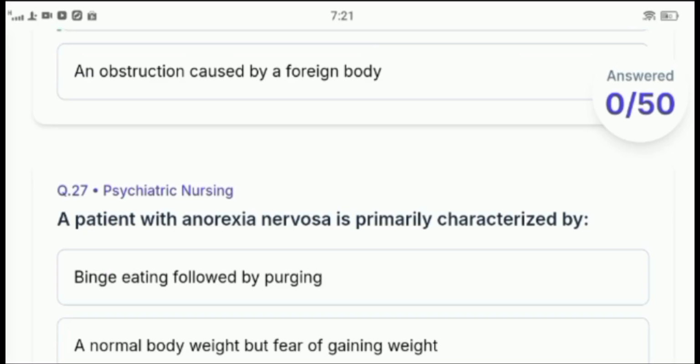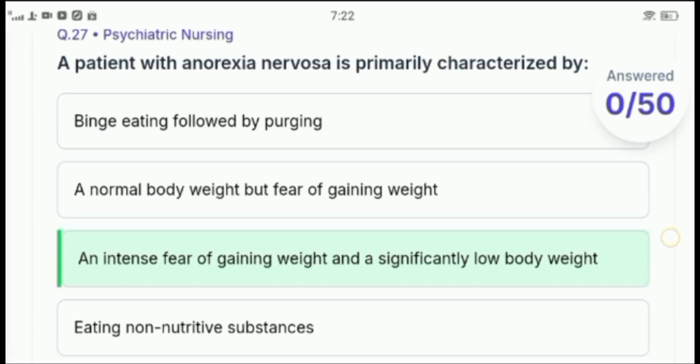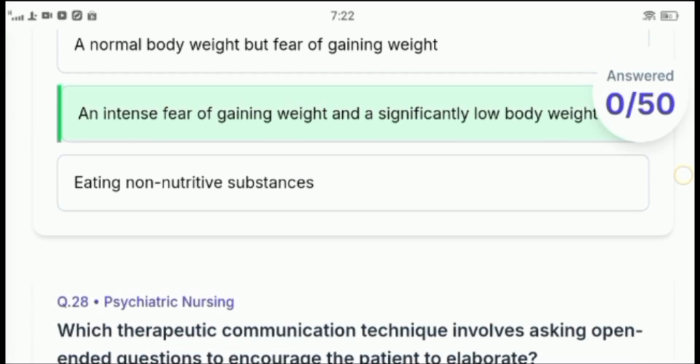27. Psychiatric nursing. A patient with anorexia nervosa is primarily characterized by A. Binge eating followed by purging, B. Normal body weight but fear of gaining weight, C. An intense fear of gaining weight and a significantly low body weight, and D. Eating non-nutritive substances. So the correct answer is C.